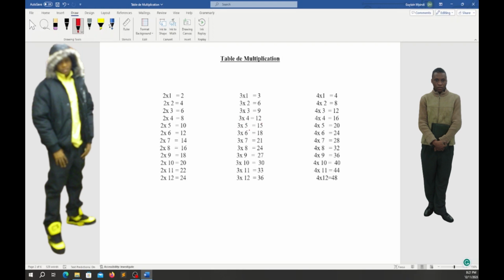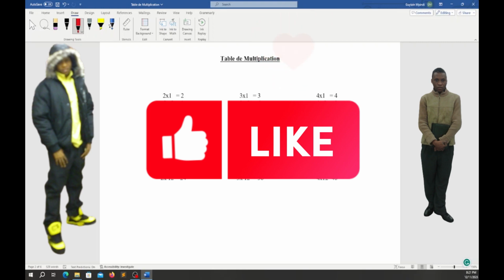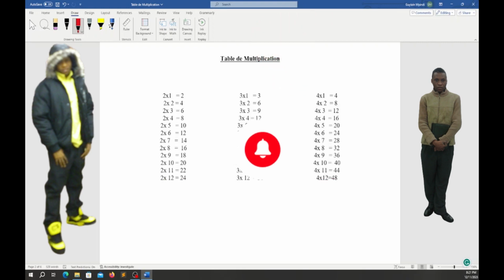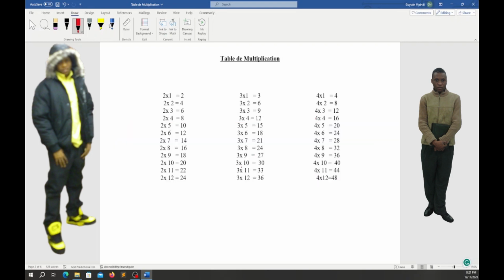3 multiplié par 5, 15. 3 multiplié par 6, 18. 3 multiplié par 7, 21. 3 multiplié par 8, 24. 3 multiplié par 9, 27. Okay? 3 multiplié par 10, 30. 3 multiplié par 11, 33. 3 multiplié par 12, 36.